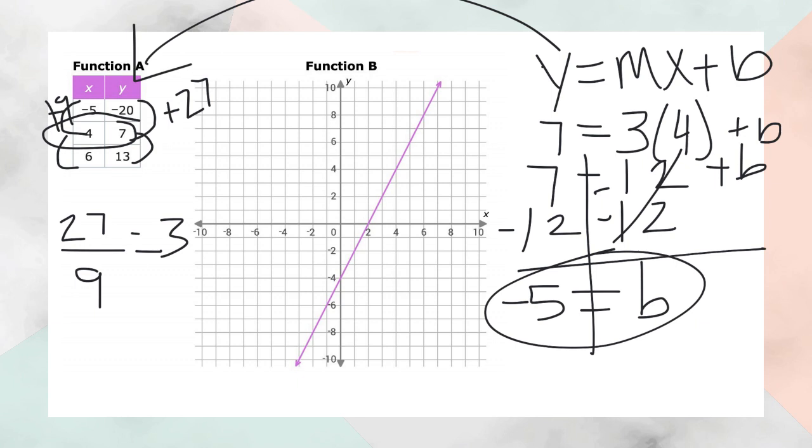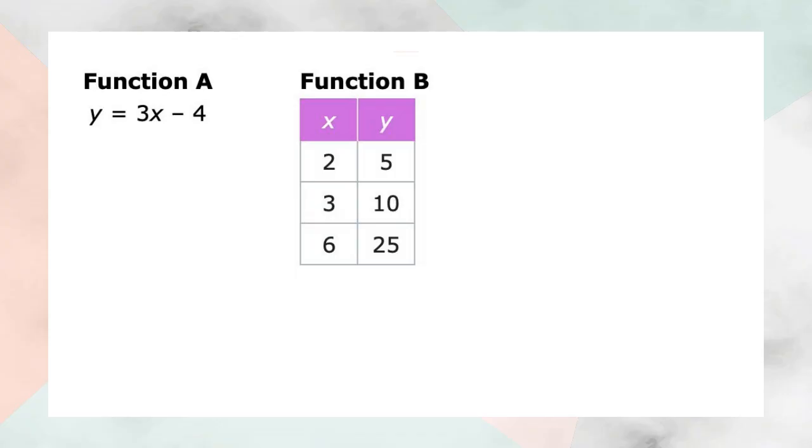For function B, my y-intercept is where x equals 0. So that's right here at -4. So in this case, remember that negatives are kind of backwards. So function B would have a higher y-intercept, or a greater y-intercept, than function A.